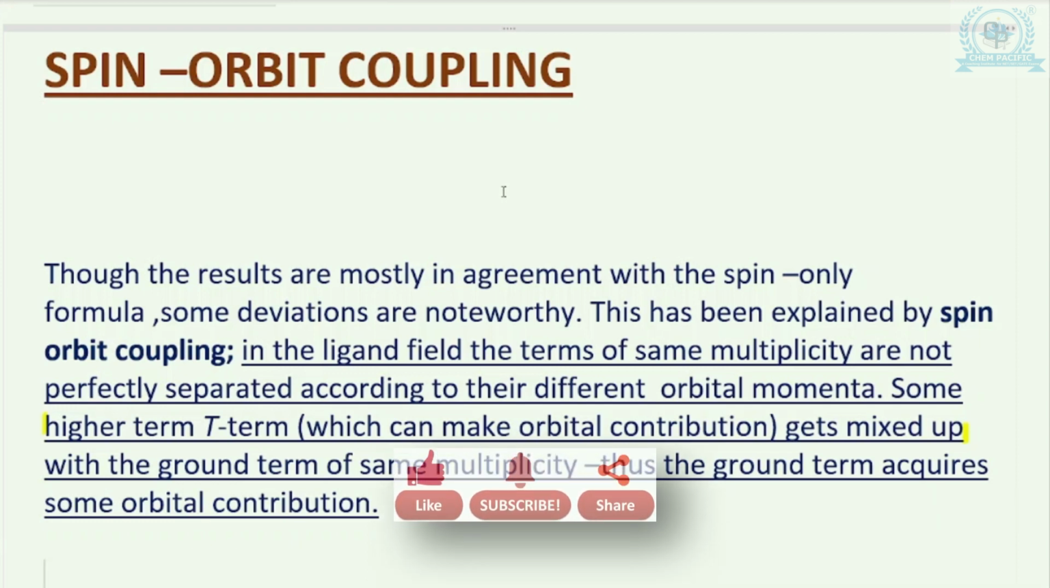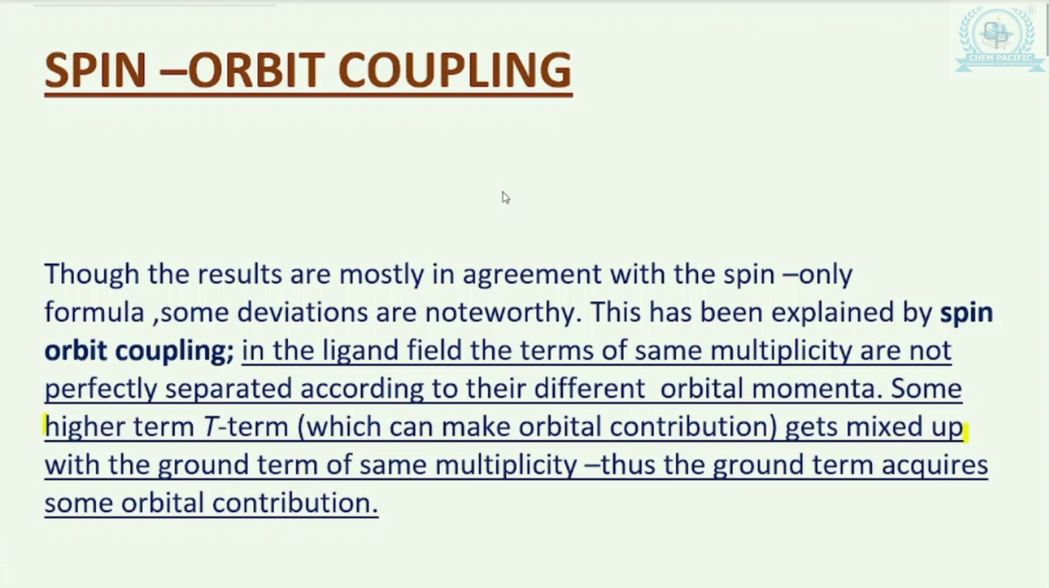Now, let's proceed. Now see, spin-orbit coupling कब और कैसे होता है? Basically पहले जो कुछ results आए थे, these results were actually in agreement with the spin only formula, but in certain cases some exceptions were found, some deviations were found. These deviations were actually extremely noteworthy. यही deviations को explain किए गए थे spin orbit coupling से.